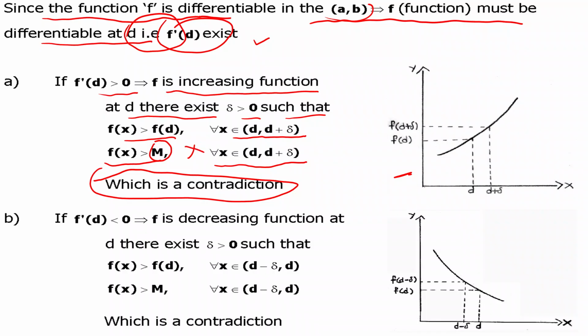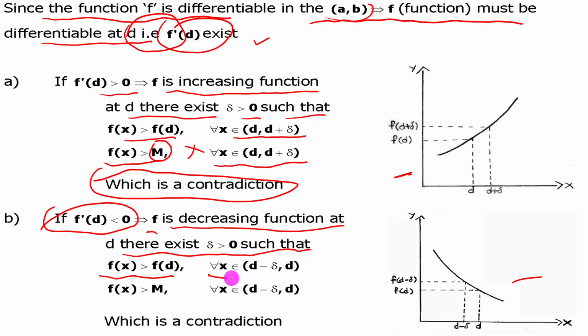Now I will consider the case f'(d) less than 0. You know that any function whose derivative is less than 0 is a decreasing function. You can see the graph here. There exists delta greater than 0 such that f(x) is greater than f(d) for all x belonging to (d minus delta, d).